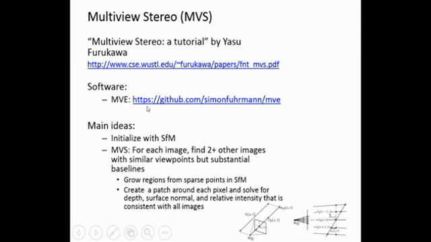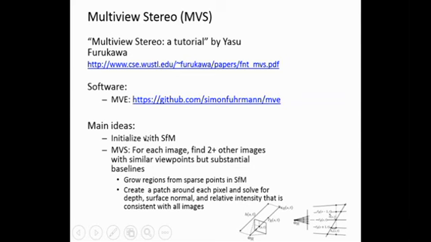And then this is a very valuable tutorial if you want to learn about this. It's 130 pages. And it's Yasu Furukawa, who actually graduated from here in like 2008. His thesis was on multi-view stereo. Now he's at Washington University in St. Louis. But I think he wrote this while he was at Google. He was at Google for a while.